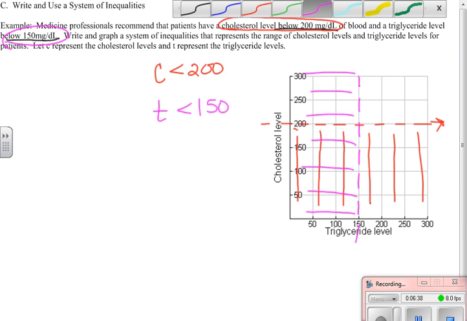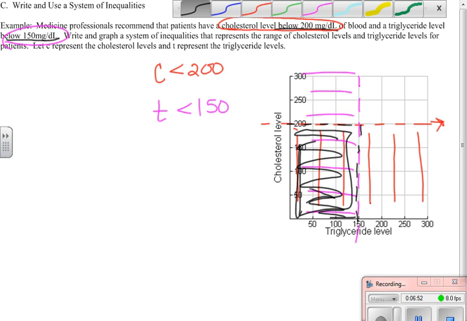Now, we don't have any negative numbers because this is a real-life situation where negative numbers wouldn't make sense. So our solution region for these combined values is in this area right here. And that is a pretty straightforward word problem.